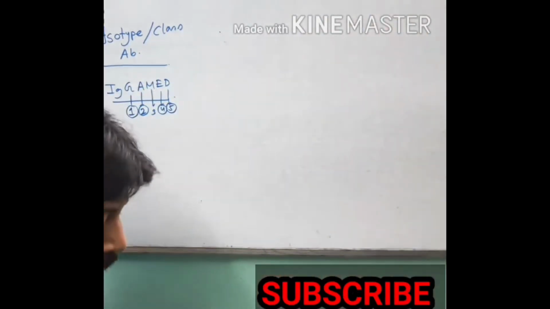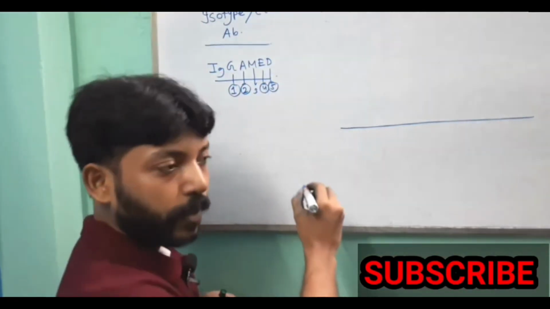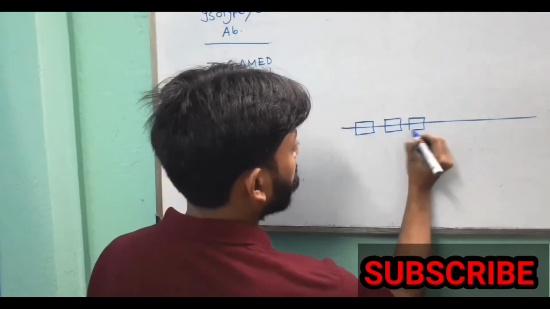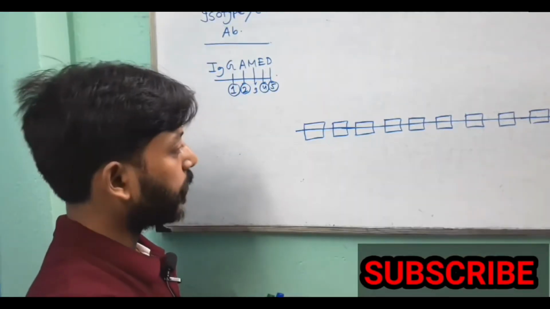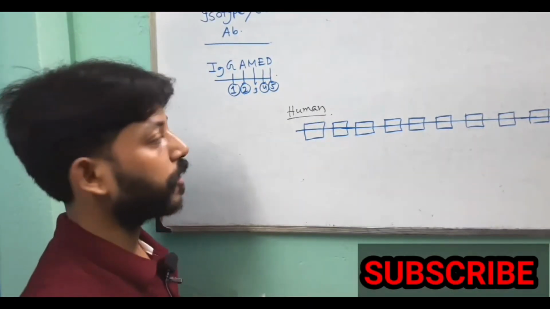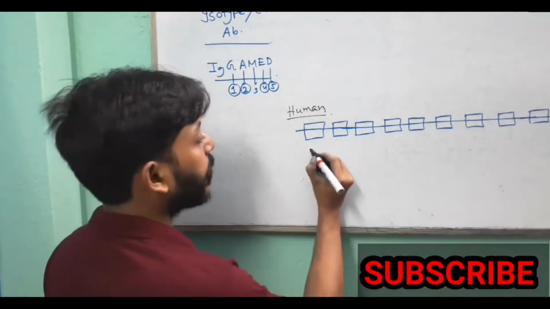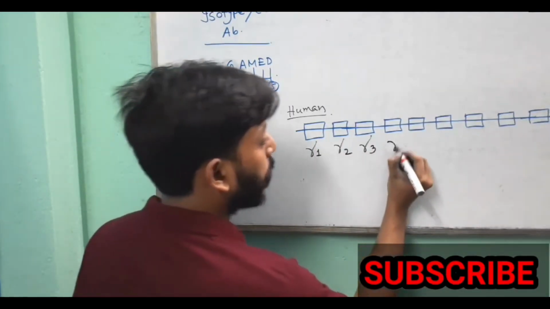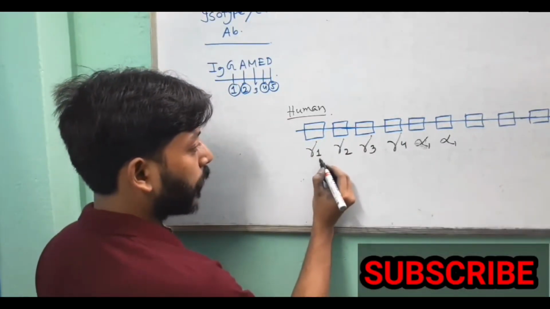Now let me draw the gene. In our gene, all the isotypes and sub-isotypes of antibody are encoded in different gene segments. In human, there are 9 of these gene segments. So I am mentioning the human gene. In case of mice, there are different gene segments. In human, for the IgG, there are gamma 1 gene segment, gamma 2 gene segment, gamma 3, gamma 4, alpha 1 and alpha 2.